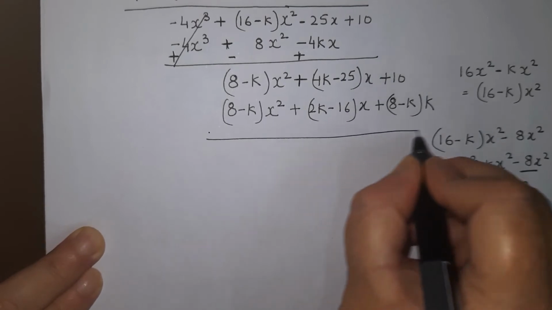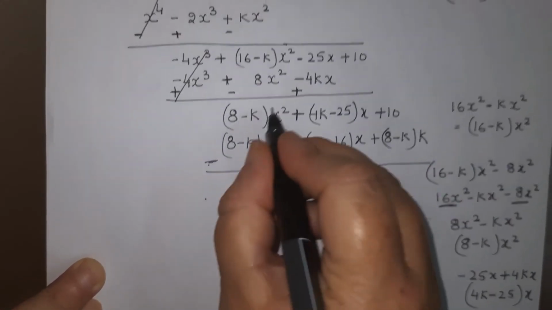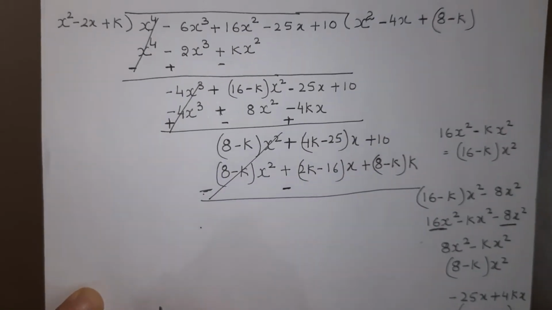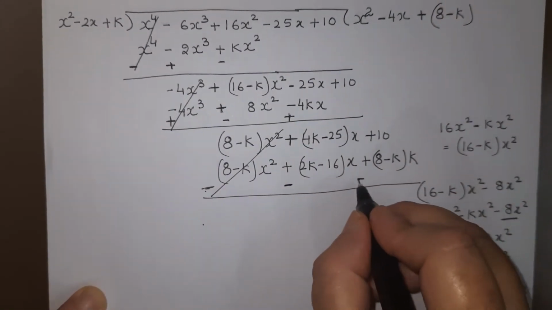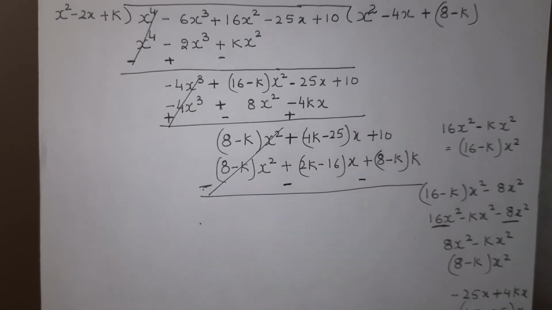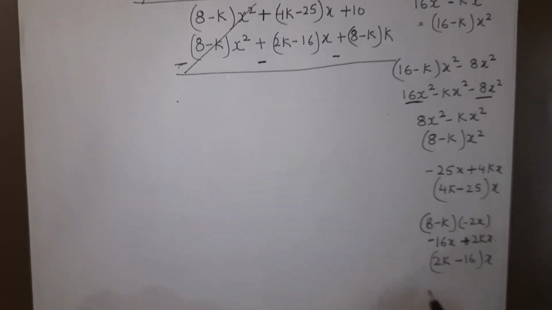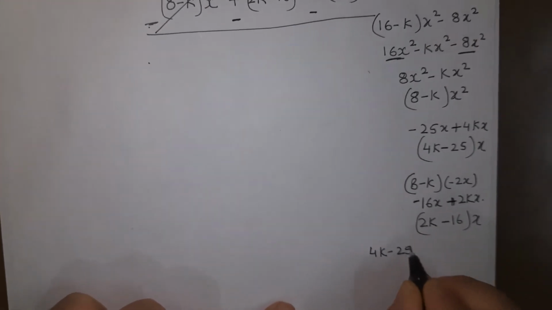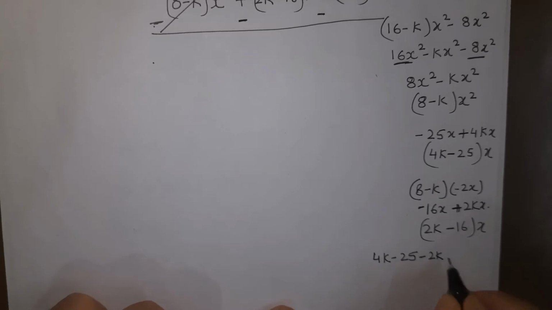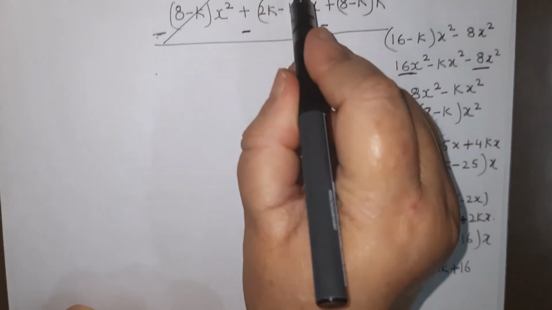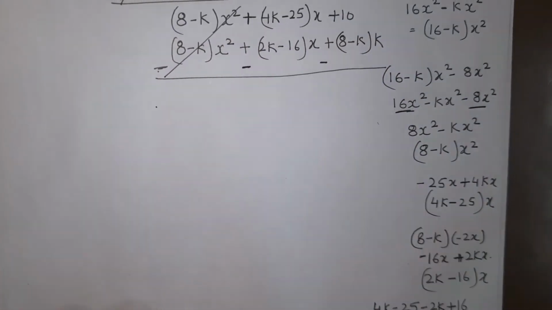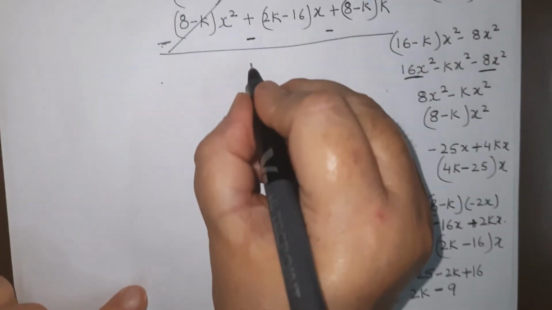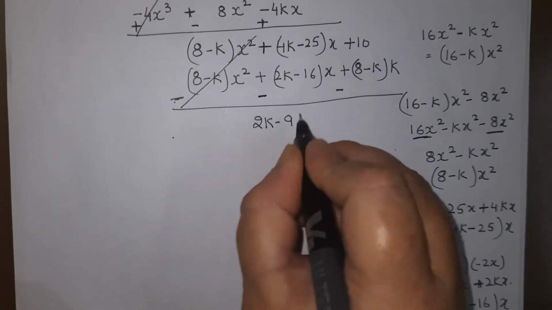Minus, these are similar, cancelled. Then a negative sign here and a negative sign here. Let us solve this. Now this will be equal to 4k minus 25 minus 2k plus 16. So this is 2k minus 9. So this is 2k minus 9 x.